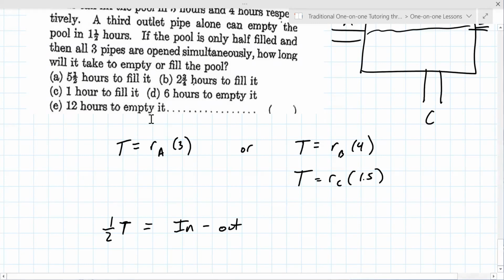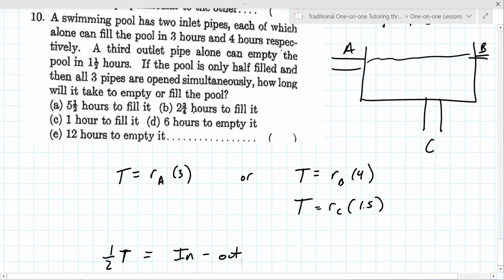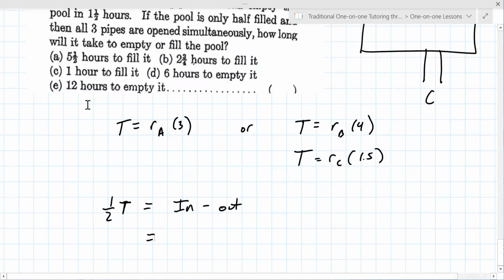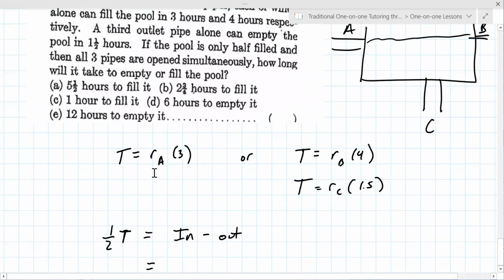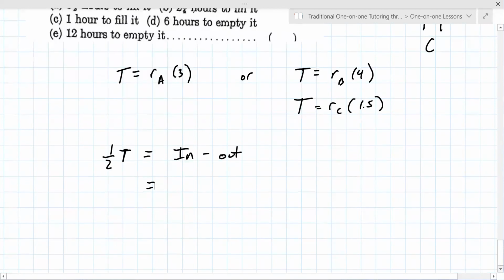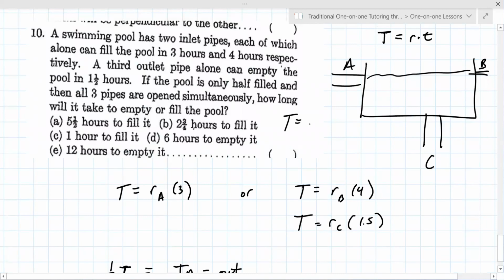How? Oh boy. All right. Wow. They usually give the rates. Yeah, but they want you to do it all from scratch, basically. If the pool's only half filled, huh? Now, I generally don't recommend this, but let's just assume that T is 12.